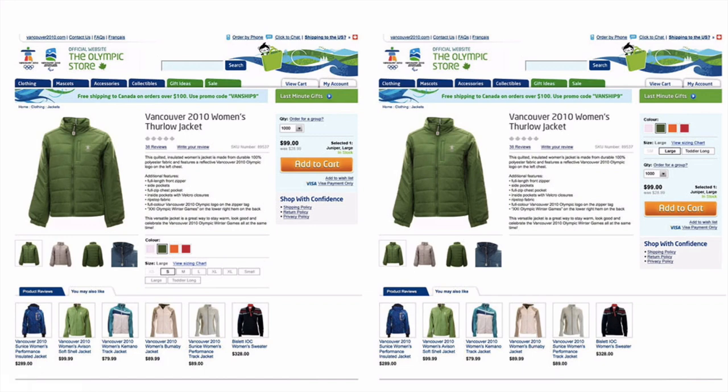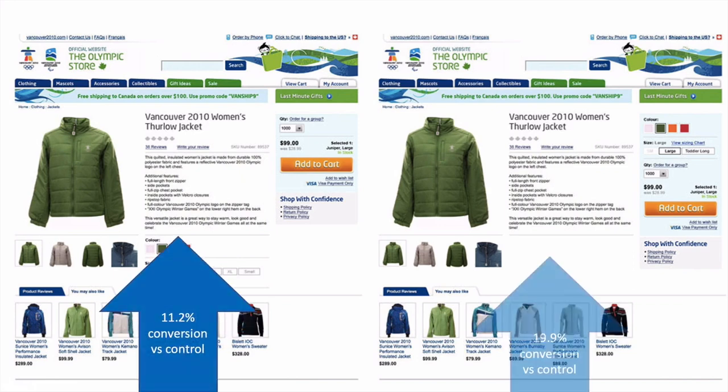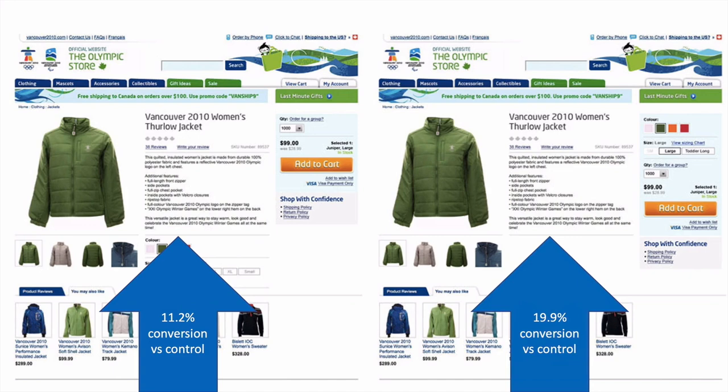Long story short, both of these template changes outperformed. So minimizing the shop with confidence, and honestly, policies, come on, policies are only exciting if you're in legal department. But yeah, we just made the focus more about actually adding to cart and buying the product. And the results were double digits on both of them. So we were able to implement the 19.9% conversion winner and use that for our busy season.